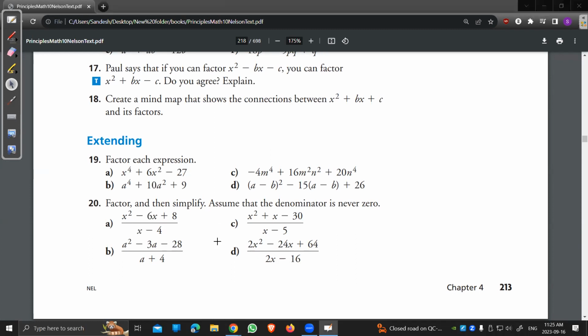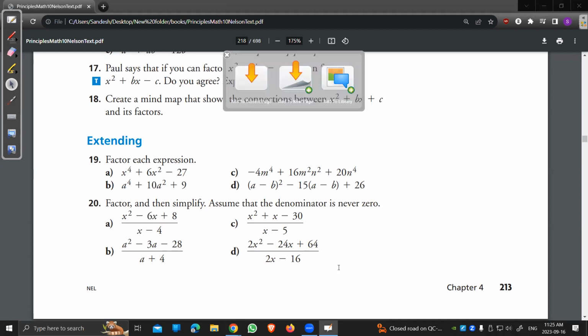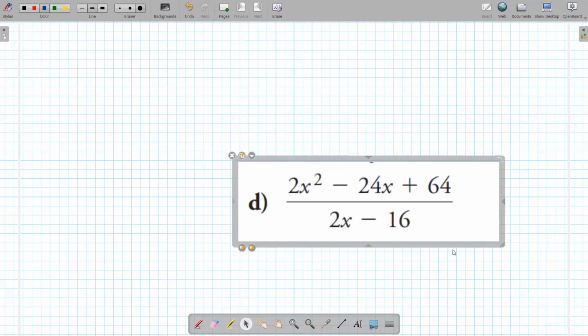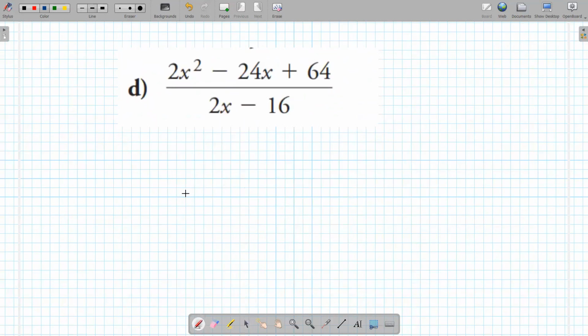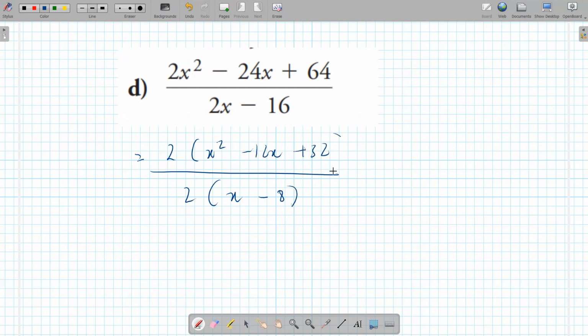I'll just do one of these fractional things. It's not terribly difficult. From the top, I'm going to pull out a 2. From the bottom, I'm also going to pull out a 2 because I can. That's the only thing I can pull out. And I always do this every single time. So this 2 goes with this 2.